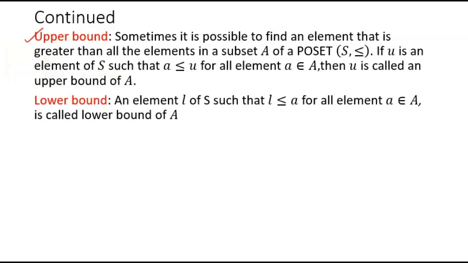So what is an upper bound? For defining an upper bound, first of all we talk about a subset A of the POSET. If we have an element U in S which is greater than or equal to every element in the subset A, then we say that U is an upper bound of A. Similarly, an element L of S is said to be a lower bound if L is less than or equal to every element in the subset, right?